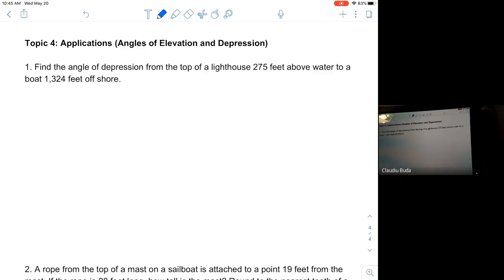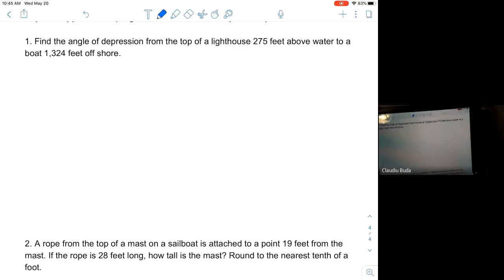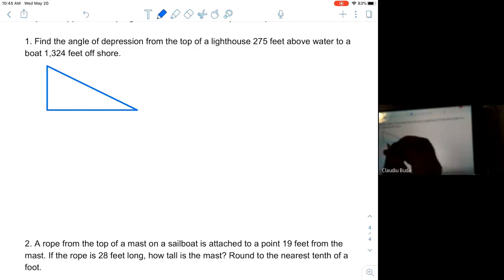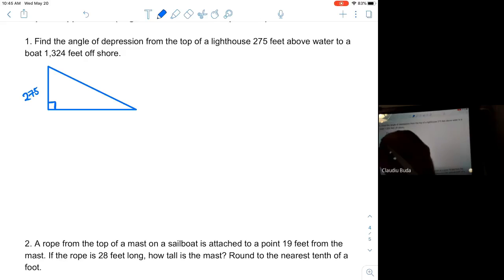Topic number 4, applications, and we talk about angles of elevation and depression. We have two problems. Find the angle of depression from the top of a lighthouse 275 feet above water to a boat 1,324 feet offshore. So first, let's draw a little diagram. So that is my lighthouse, which is 275 feet tall.